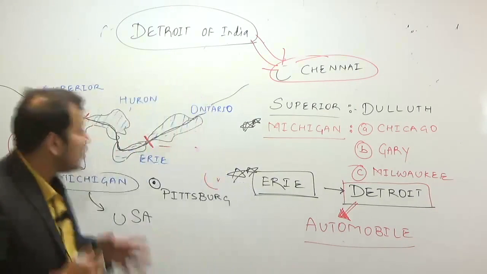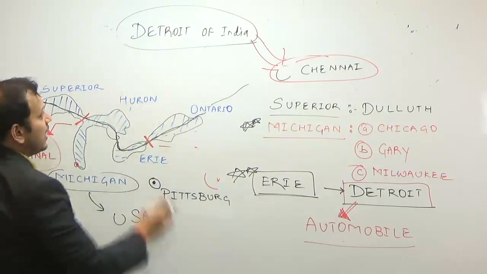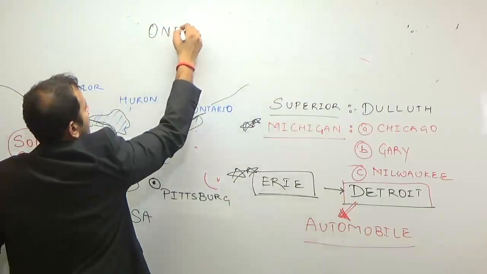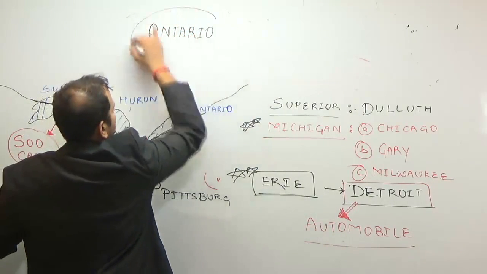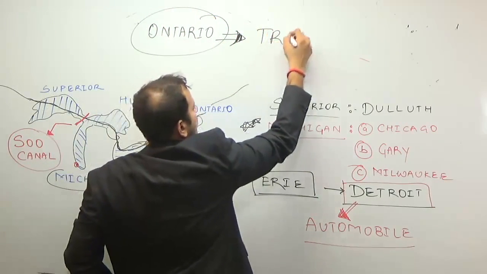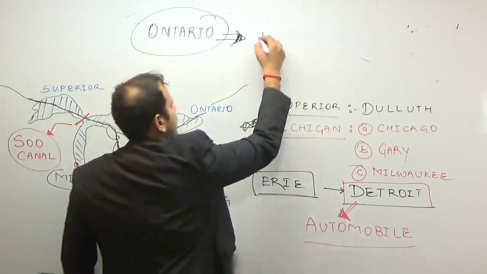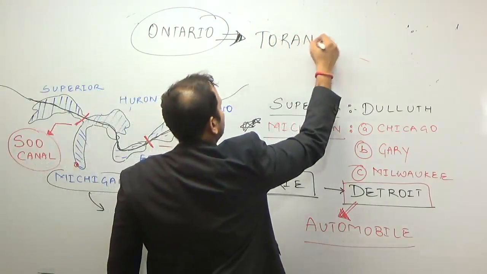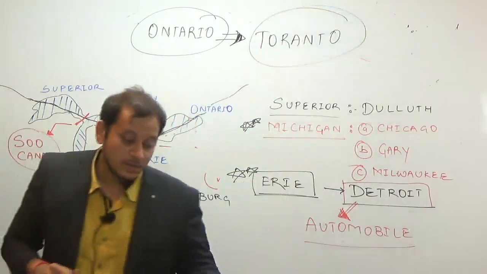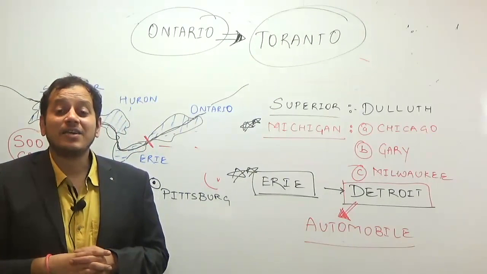And lastly, one of the larger cities on Lake Ontario is Toronto. Toronto is one of the larger cities on Lake Ontario.